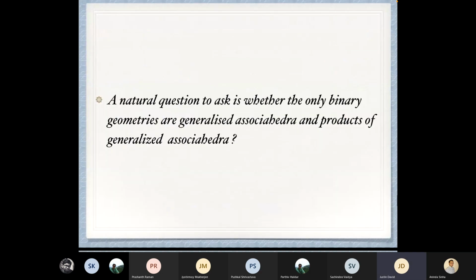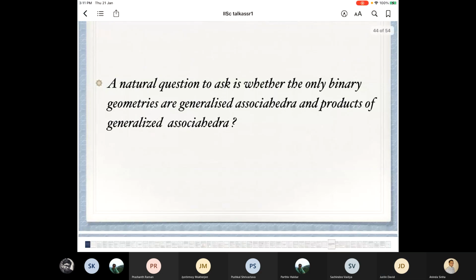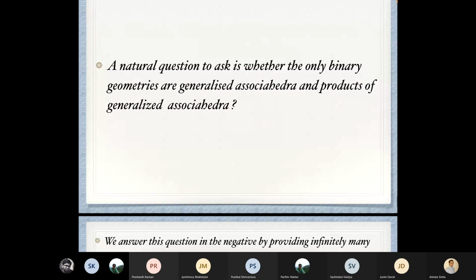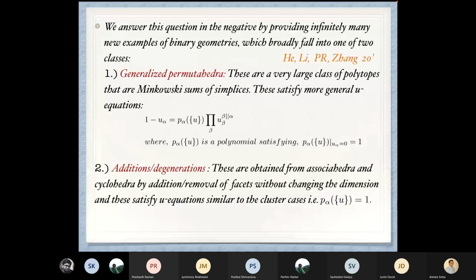Okay. So now I come to my work. A natural question is whether the only binary geometries are these generalized associahedra or products. The natural question to ask. So we answer this question in the negative by providing infinitely many new examples, which fall into broadly two classes. One of them is called generalized permutahedra, which is a very large class of polytopes which contain type A and B subclasses.